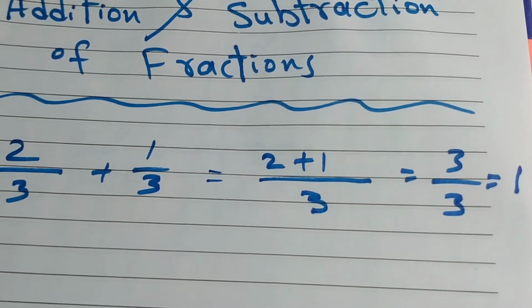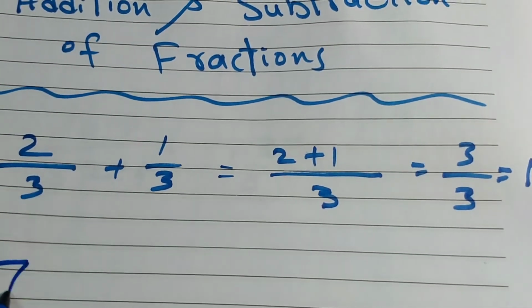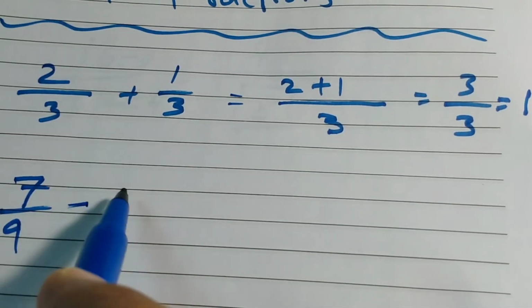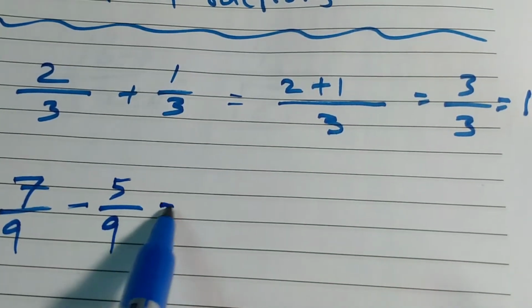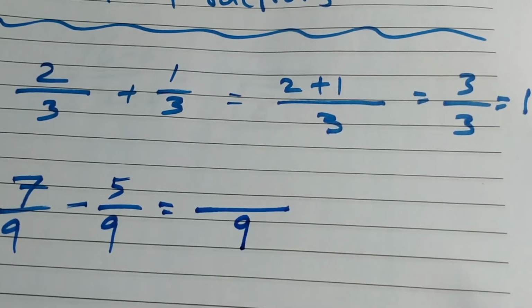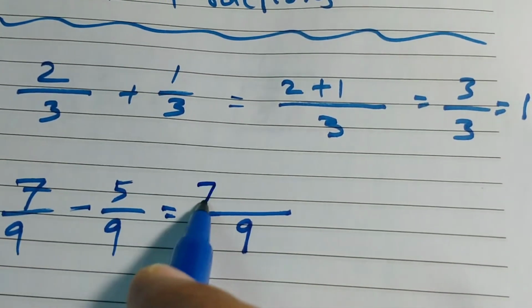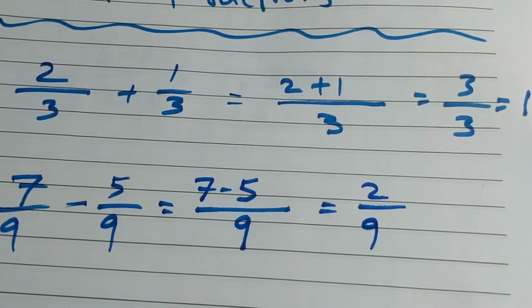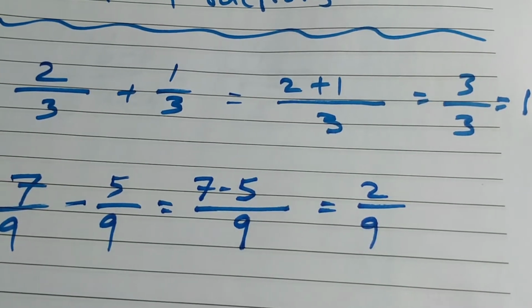After that, I would like to write another example with subtraction. For example, 7 over 9 minus 5 over 9. The denominator is the same. If the denominator is the same, we write the same denominator, and with the numerators we do the given operation. So what is the operation? 7 minus 5. So 7 minus 5 equals 2 over 9. So this is our answer. These are the fractions where the denominator is already the same.